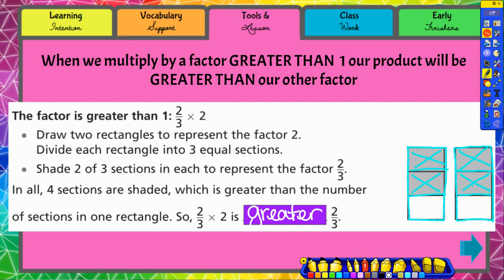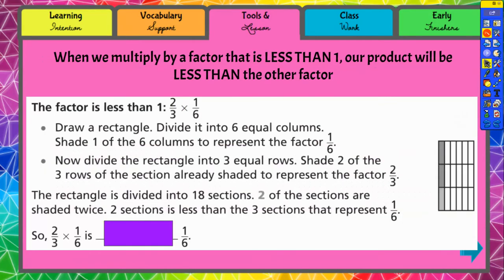than 2/3. Okay, when I multiply by a number that is greater than 1, my answer will be greater than my other factor. I had 2/3. I multiplied by 2, which is greater than 1, so I'm getting an answer that is greater than 2/3. 4/3 is greater than 2/3.